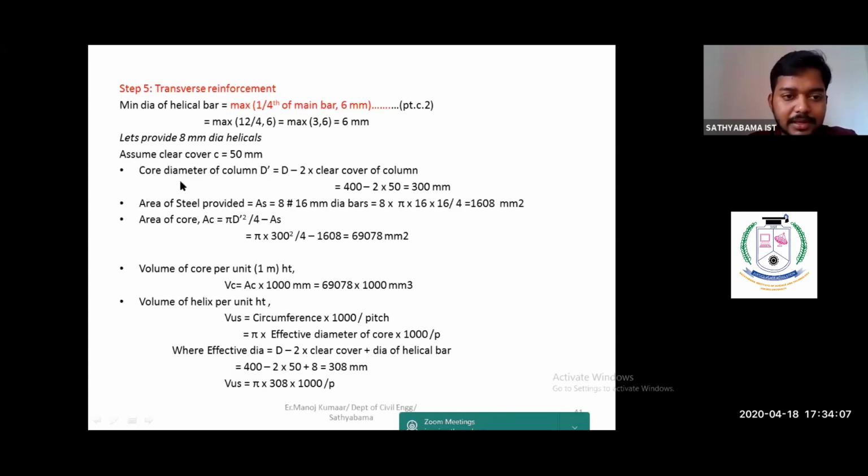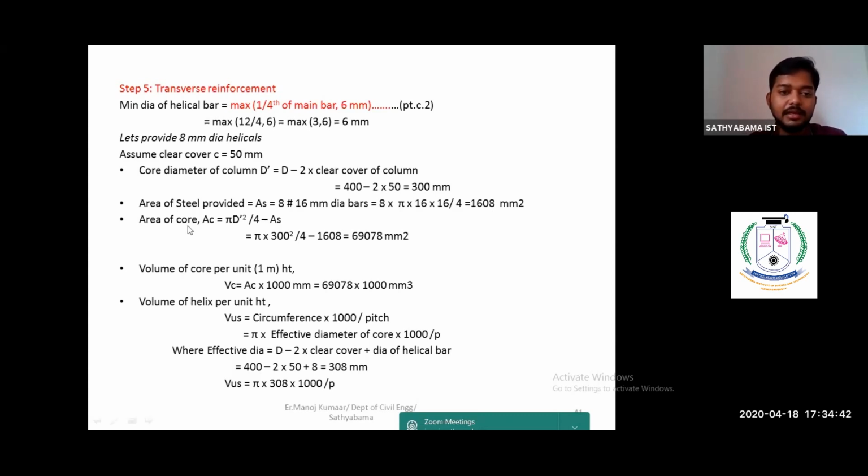Now let us calculate the core diameter of the column, D dash, which is D minus 2 into clear cover of the column, which is nothing but 400 minus 2 into 50, 300. It is the core diameter. Next, area of steel provided. How many bars have we provided? 8. So 8 into 16 mm dia bar, that is 8 into pi into 16 square divided by 4. That is, we are getting 1608 mm square.